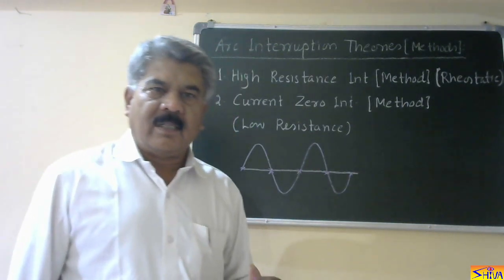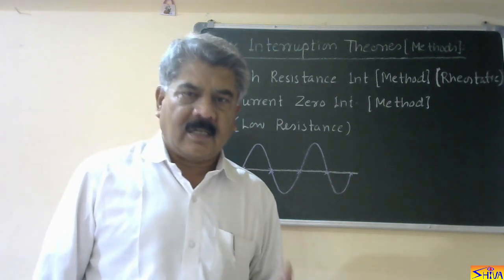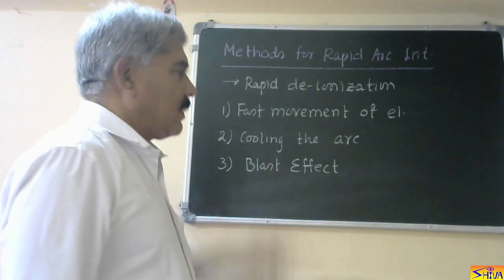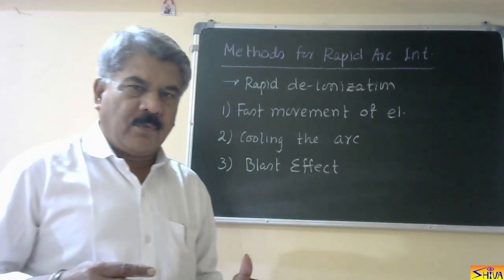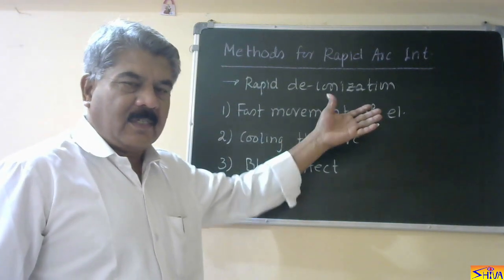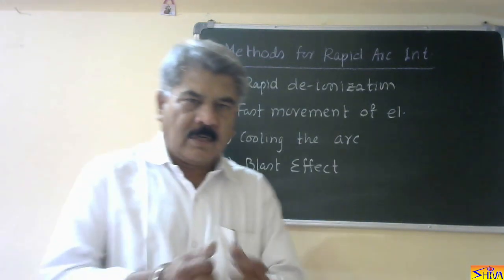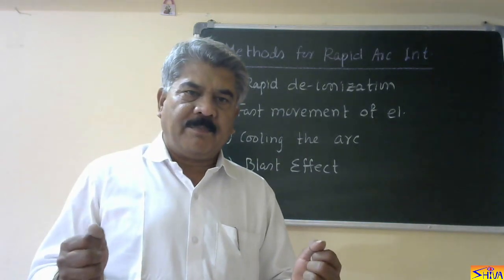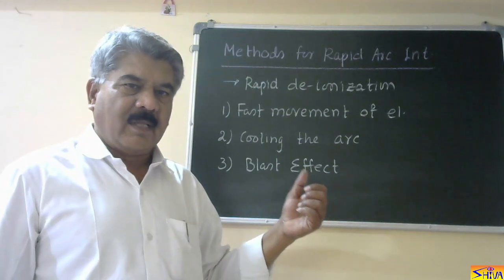Now let us see what are the methods adopted for fast arc interruption. Methods for rapid arc interruption. See, the arc consists of ionized gas. If we accelerate the deionization process, obviously the arc interruption takes place earlier. So first method is fast movement of electrodes. If electrodes are moving very fast, then gap spacing will become large quickly. So in that case, arc interruption takes place earlier.